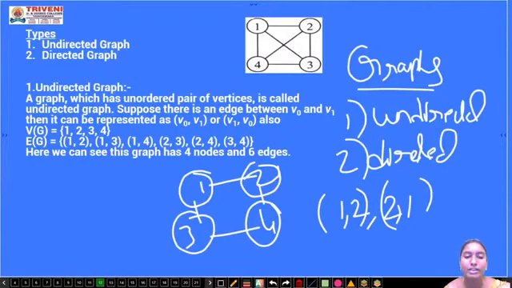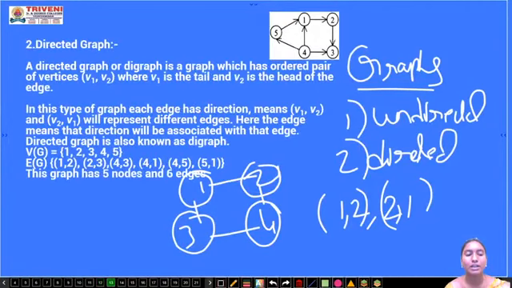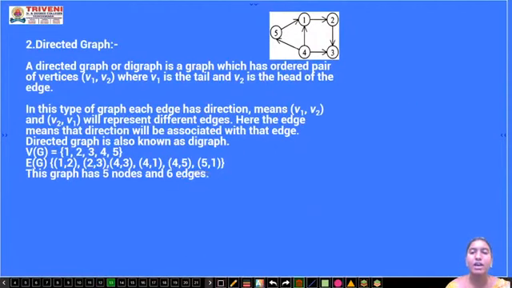Here we see the graph has 4 nodes and 6 edges, that is the undirected graph. Here we can identify the directed graph. In a directed graph we can identify directions from one place to another. Here also there is an ordered pair. A directed graph is a diagram which has ordered pairs of vertices V1, V2, where V1 is the tail and V2 is the head of the edge.